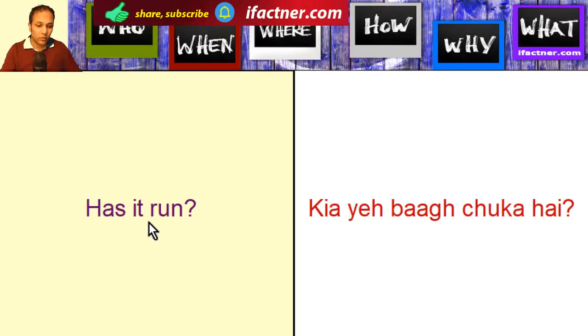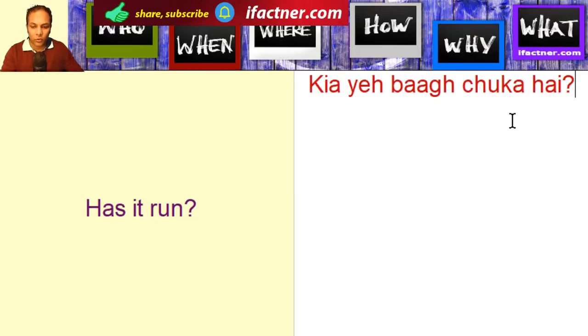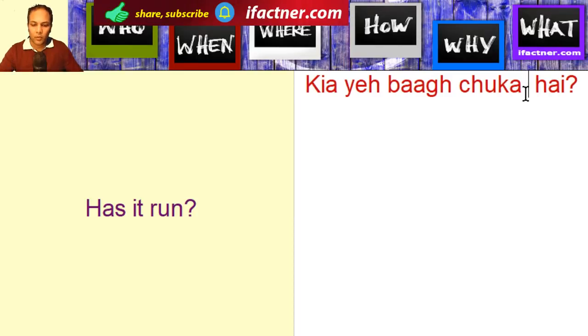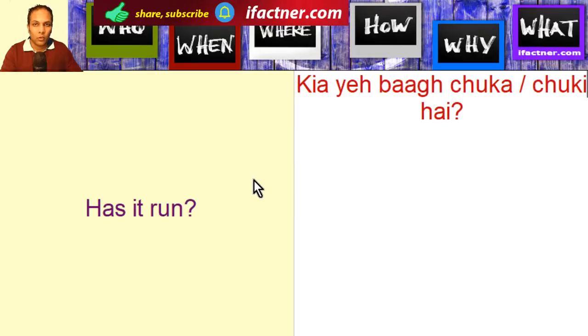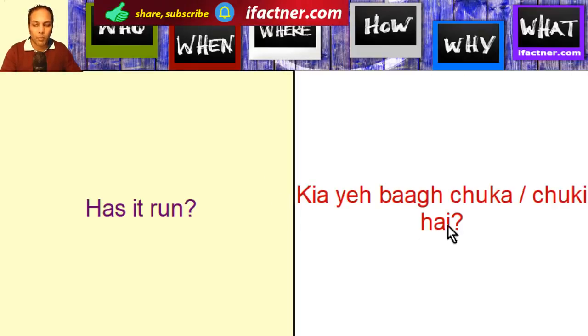Has it run? For example, a dog. क्या ये भाग चुका है? क्या with है means has, ये it or this, भागना is to run, भाग चुका third form of the run. क्या ये भाग चुका है if we are talking about a male thing, but if we are talking about a female thing or a person, then we say क्या ये भाग चुकी है?